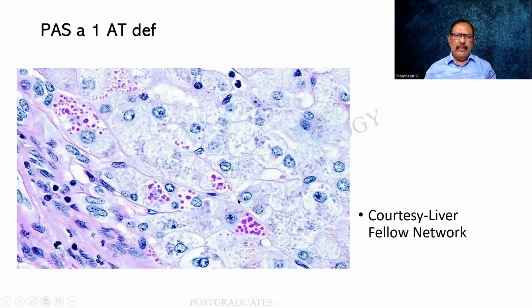This is the alpha-1 antitrypsin. This is courtesy of the liver pathology website. This is again a beautiful reference, almost a mini atlas, which will give us a lot of pictures. Hats off to them for the wonderful contributions.